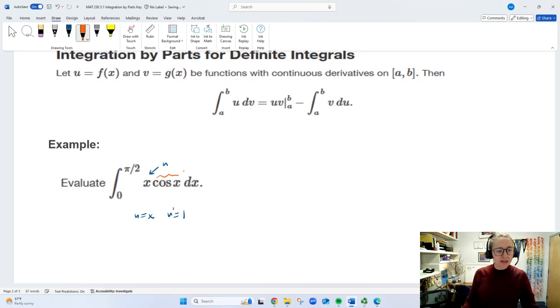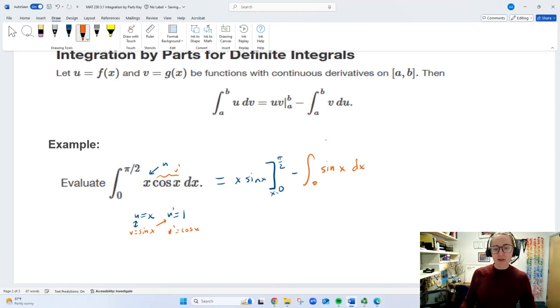And I'm going to let my cosine of x be my v prime. So the antiderivative of cosine is just sine. Derivative of x is 1. Now I'm going to actually multiply these out. So I have my v times my u, which is x times sine of x. And you'll see right here that this says it's evaluated from a to b. So this will be evaluated from x equals 0 to x equals pi halves right here, minus, and then my integral, and this is going to be my v times my u prime. Thank goodness my u prime is just 1, because now I'm just taking my integral of sine of x.